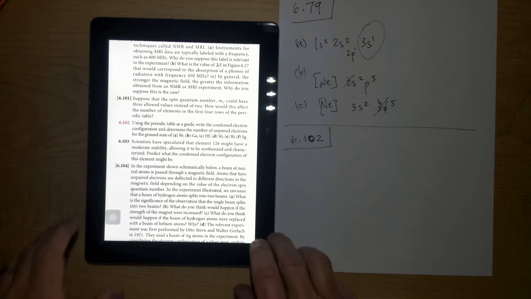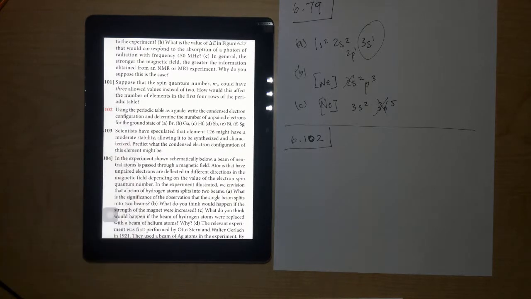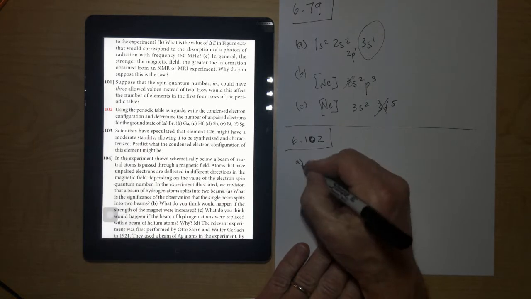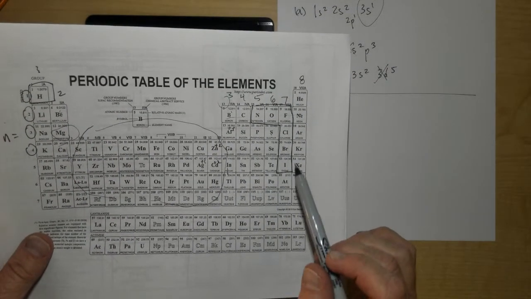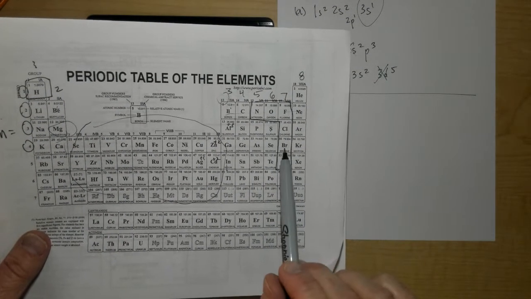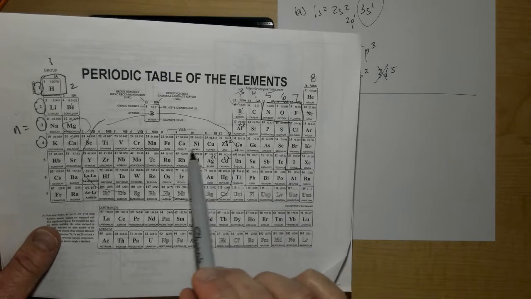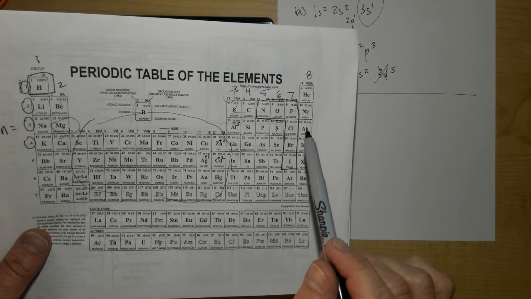Okay, so this is number 102 from chapter 6. It says, using the periodic table as a guide, write the condensed electron configuration and determine the number of unpaired electrons for the ground state of letter A, bromine. So first we want to find bromine on the periodic table. Bromine's right down here. And then find the noble gas that is previous to bromine. So following backwards here, the closest previous noble gas is argon.